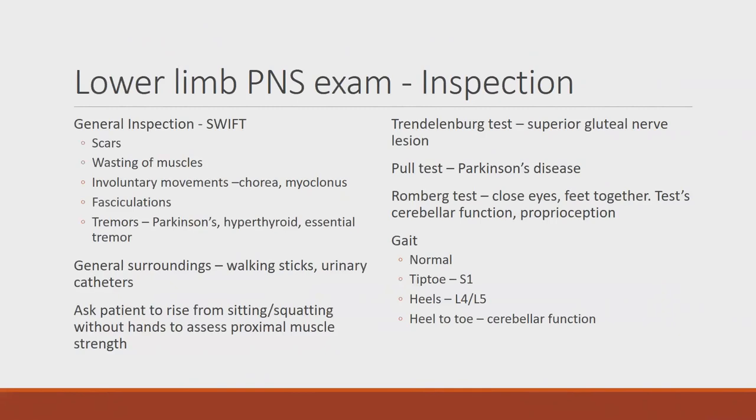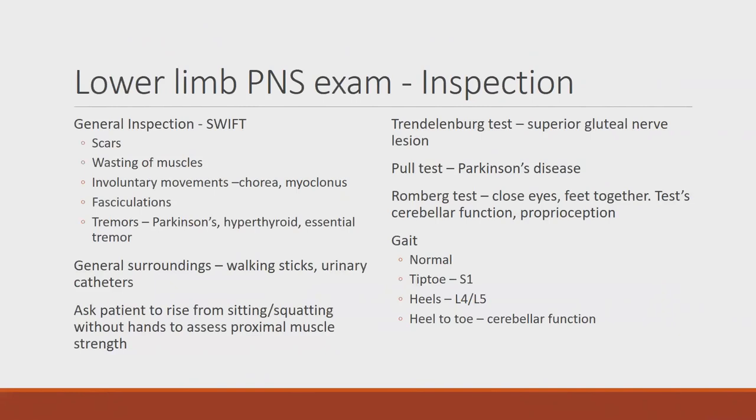You want to do Trendelenburg's test because remember you're looking at that superior gluteal nerve lesion. You want to do the pull test because of Parkinson's, you guys will learn this when you do more neuro stuff towards the end of the year. But it's just to test for Parkinson's, and then Romberg's test, and then gait. And then you've got the special gait, so your tiptoe, your heels, and your heel to toe.